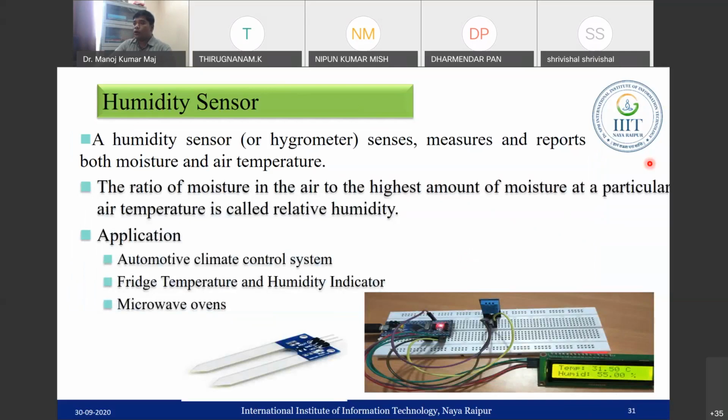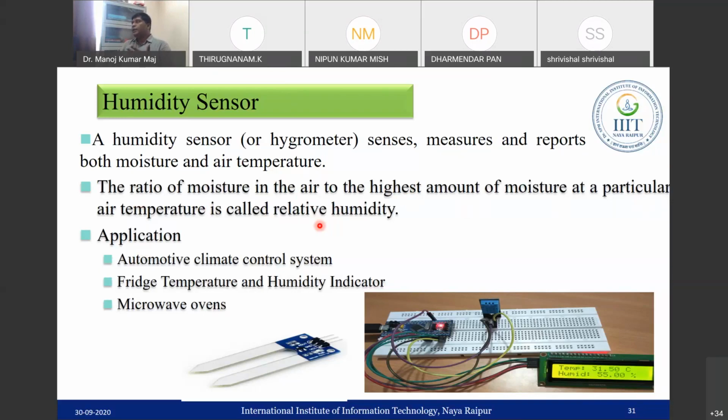Another very important sensor is called the humidity sensor. This humidity sensor can sense, measure, and report the moisture quality and the air temperature. How much percentage of moisture is present in the air can be detected by the humidity sensor. It is referred to as a ratio of the moisture in the air to the highest amount of moisture at a particular air temperature. So it's called the relative humidity.